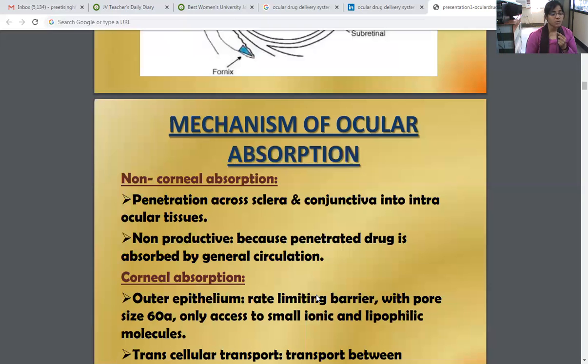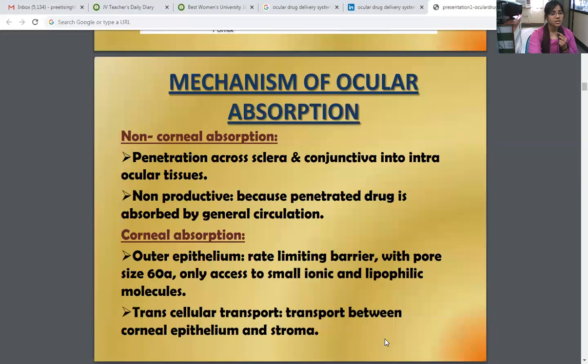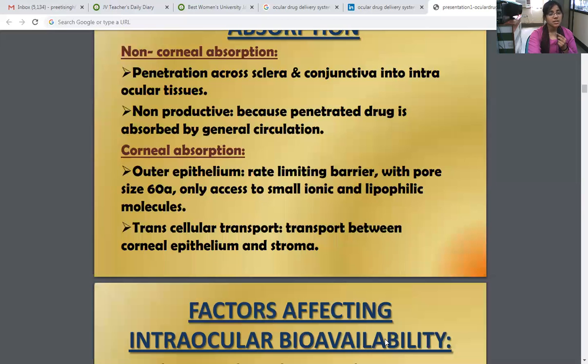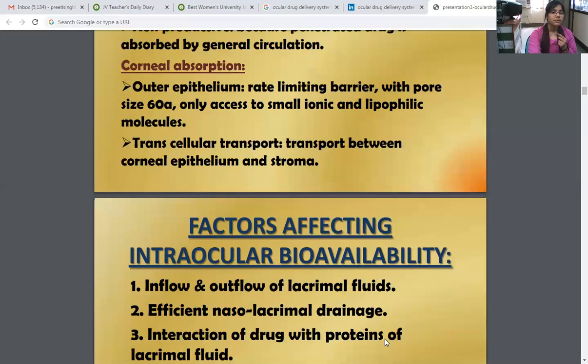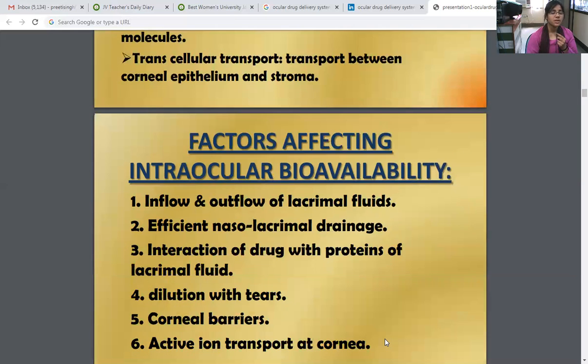So the corneal absorption: the outer epithelium is the rate limiting barrier with pore size 60 angstrom and only gives access to small ionic and lipophilic molecules. Transcellular transport between corneal epithelium and stroma. The factors affecting intraocular bioavailability: inflow and outflow of lacrimal fluids, efficient nasolacrimal drainage and interaction of drug with proteins of lacrimal fluid.